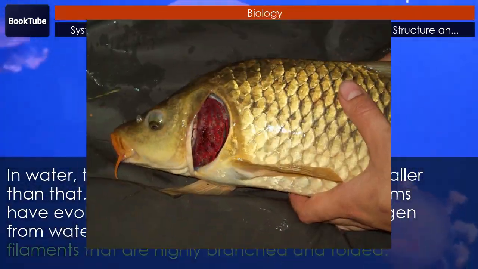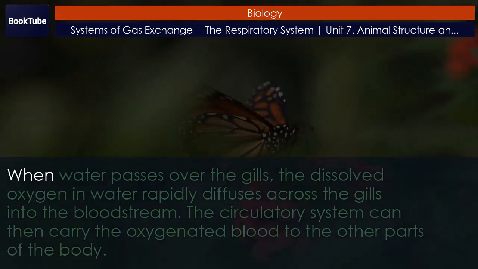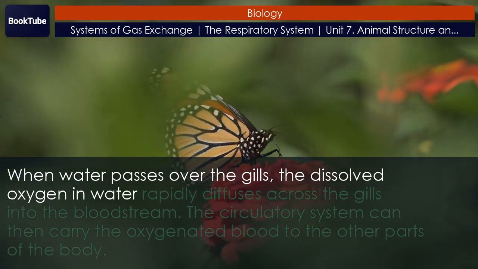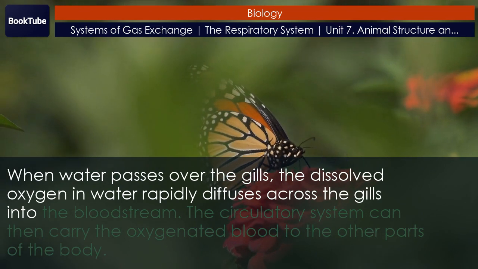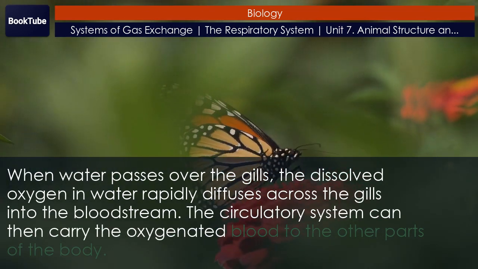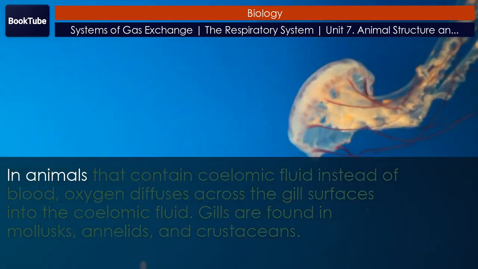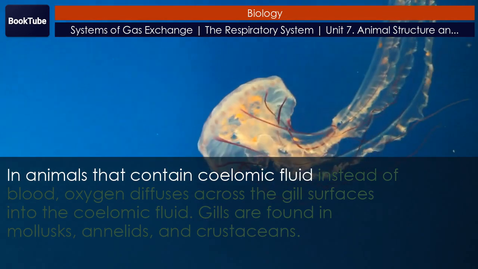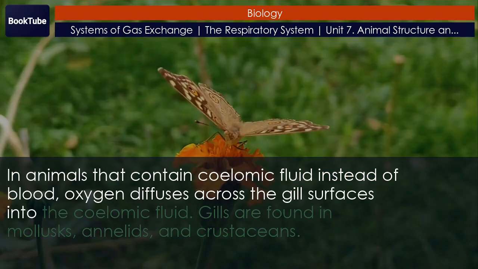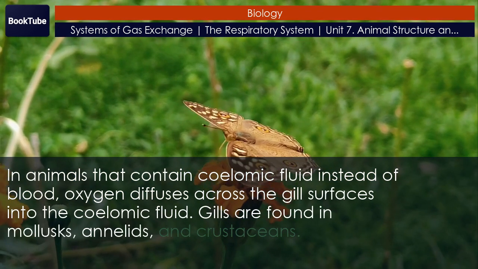Figure 3. Gills are thin tissue filaments that are highly branched and folded. When water passes over the gills, the dissolved oxygen in water rapidly diffuses across the gills into the bloodstream. The circulatory system can then carry the oxygenated blood to the other parts of the body. In animals that contain coelomic fluid instead of blood, oxygen diffuses across the gill surfaces into the coelomic fluid. Gills are found in mollusks, annelids, and crustaceans.